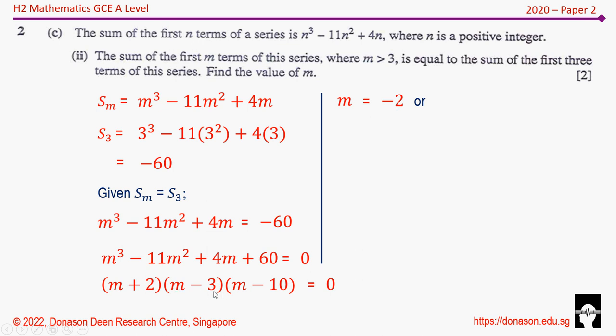And if you look at this, m is equal to 3. Of course, m cannot be equal to 3 because the question says m must be greater than 3. So m equal to 3 will also be rejected. The last value is m could be equal to 10, and of course that should be the answer. So the question asked you to find the value of m, and therefore the value of m is just simply 10. So that's how you solve the C part 2.